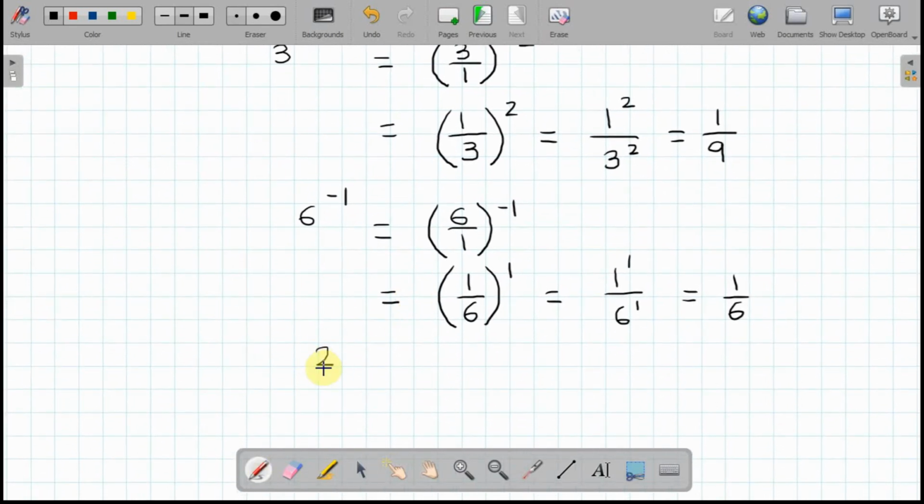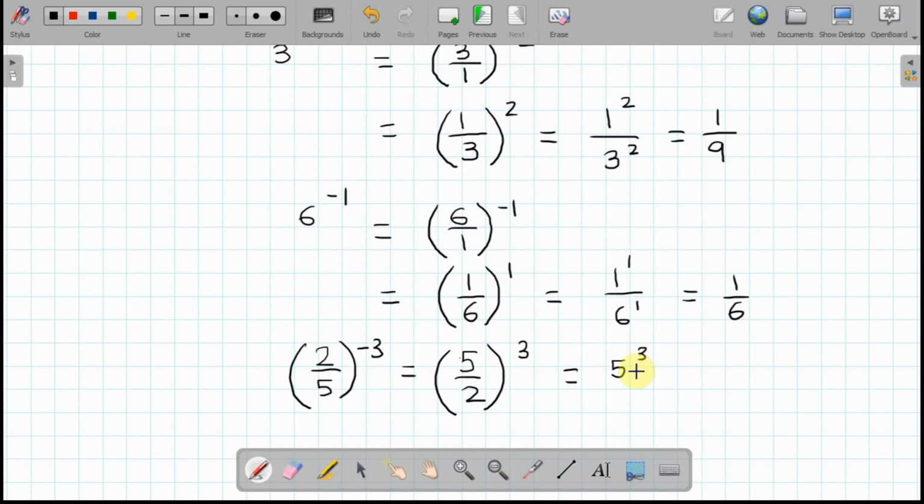2 over 5 we used, so we'll do 2 over 5 to the power minus 3. Again, to get rid of the negative power, you flip it over. Sorry, it's already written as a fraction. So we're going to start off by getting rid of the negative power. So it's going to be 5 over 2 to the power 3. Then the numerator and the denominator get the power. So 5 cubed over 2 cubed. And that's going to be 125 over 8.